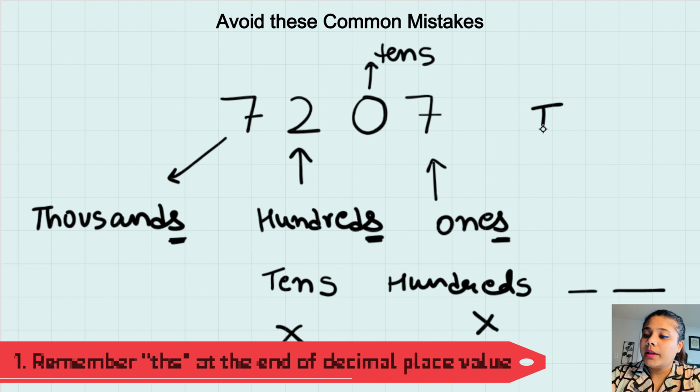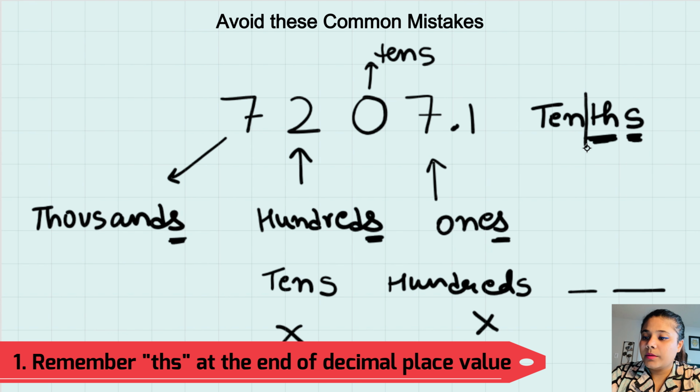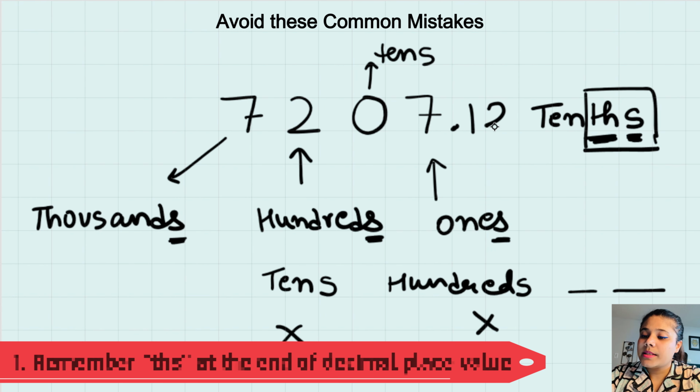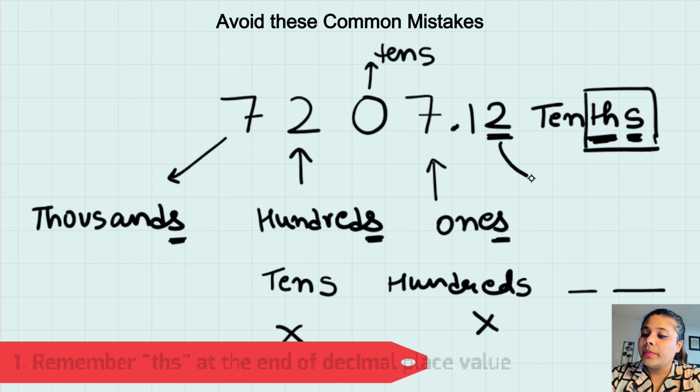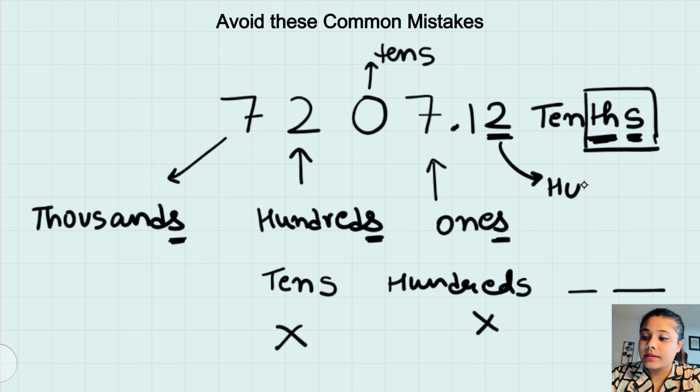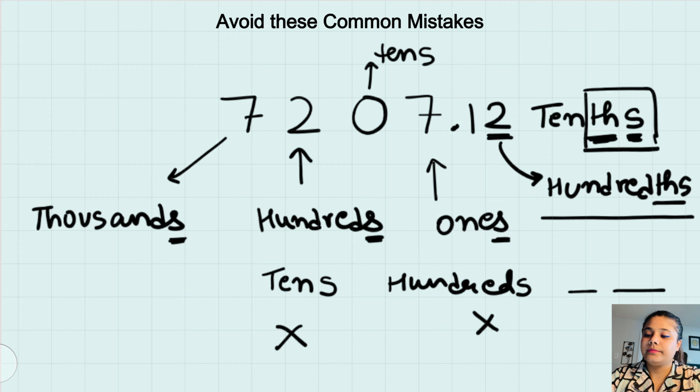For example, if the place value of 1 is tenths, it will be TH and then S. All these three letters in decimal place value are very important. Similarly, if we talk about this 2, the place value of this 2 is hundredths. So 100, THS, hundredths.